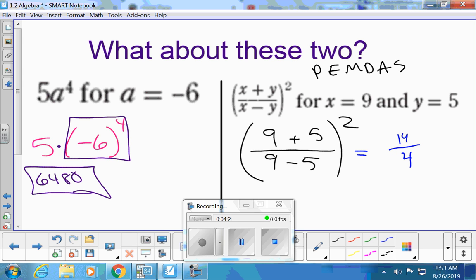Ooh, this is going to be a decimal. And then we're going to calculate out what 14 divided by 4 is. 3.5, thank you, because I didn't have my calculator in my hand. And then we'll square it last.